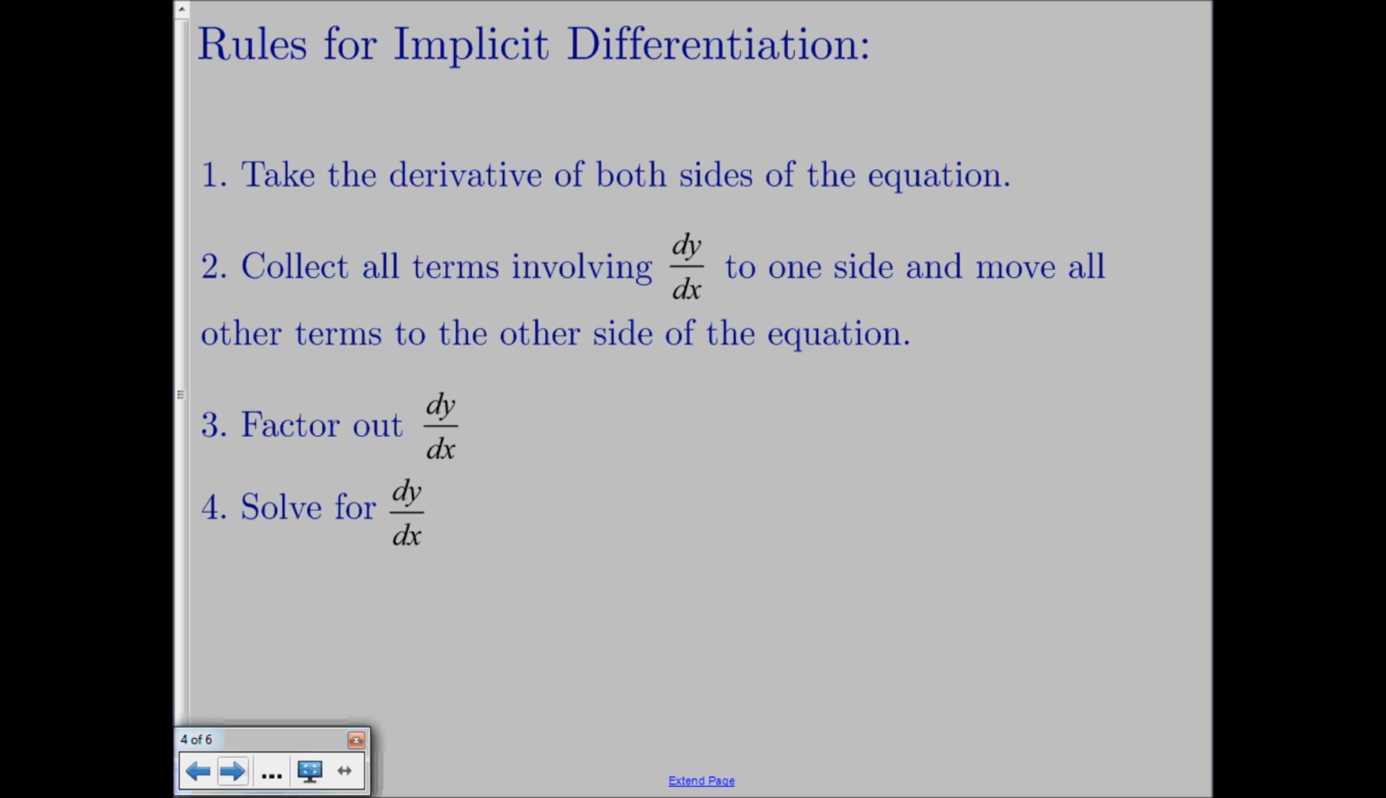So once all your terms that have dy/dx are on one side of the equation, you can factor dy/dx out of all of those terms. And then you're going to solve for dy/dx just like you would in any other algebra equation if you were solving for a variable. Okay, so let's do some example problems now and really see how this process gets used.